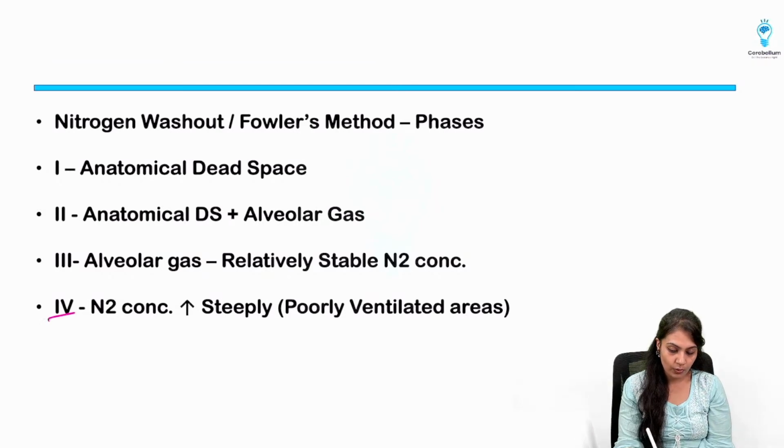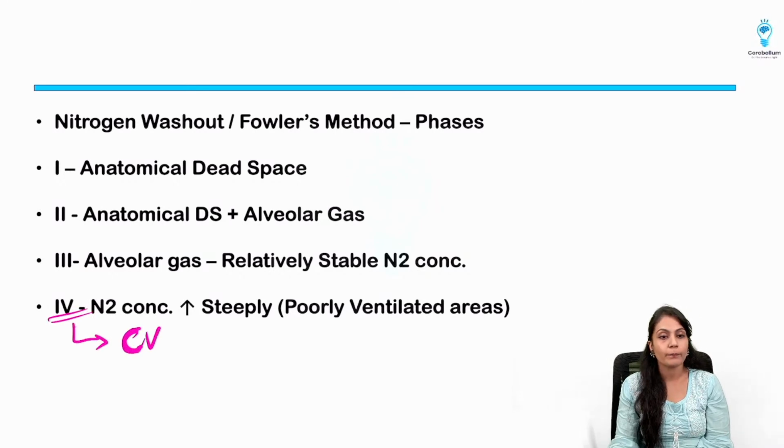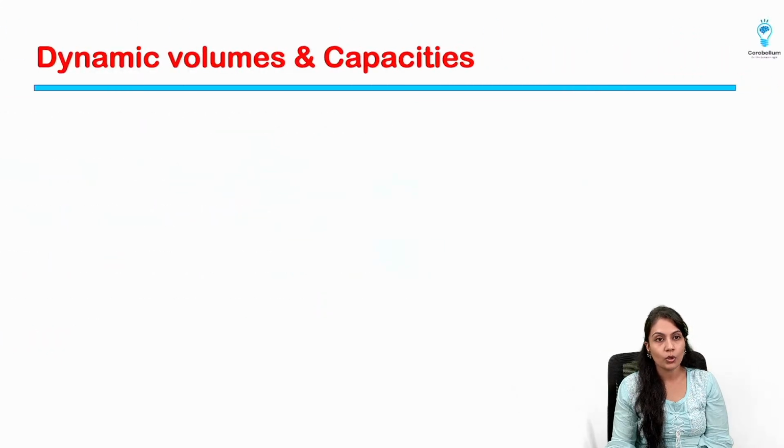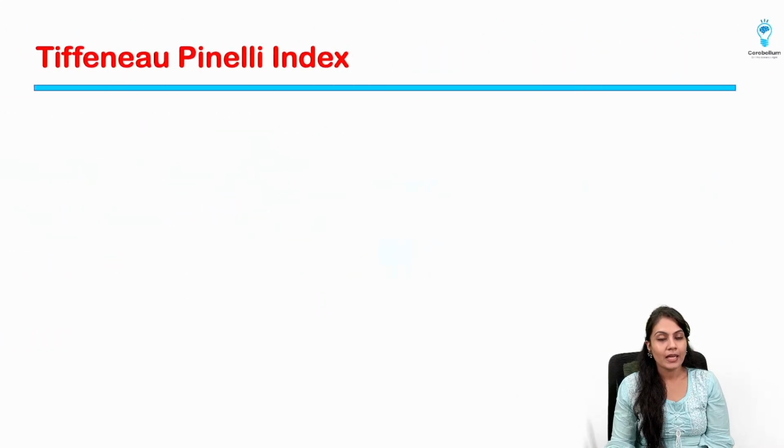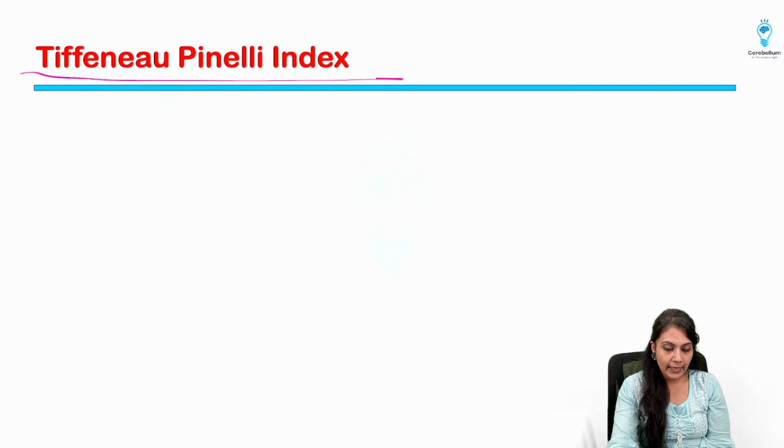So the fourth phase is going to be the CV, okay? That is the closing volume. We don't have time to discuss the whole thing of the dynamic volume. I'm just going to mention the Tiffeneau-Pinelli index. What is this index? We divide the FVC.